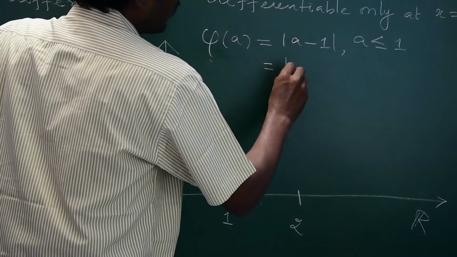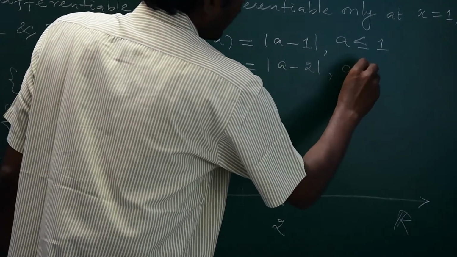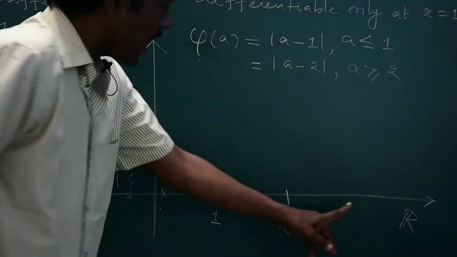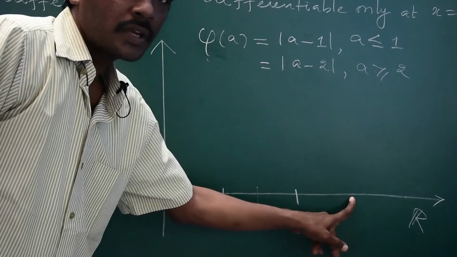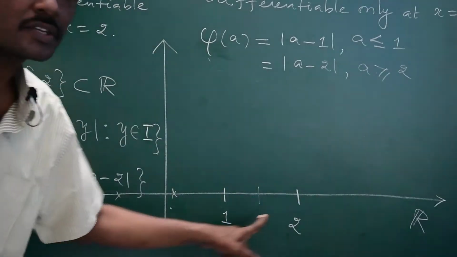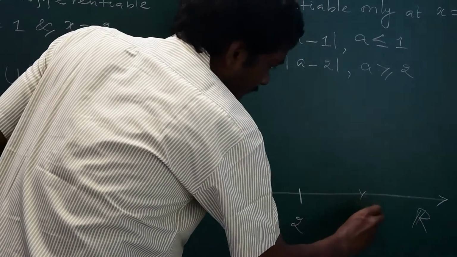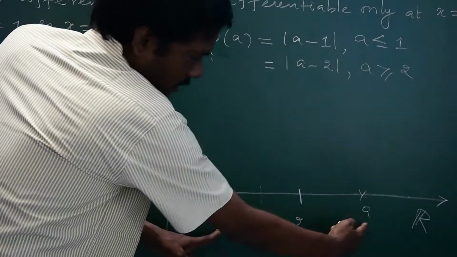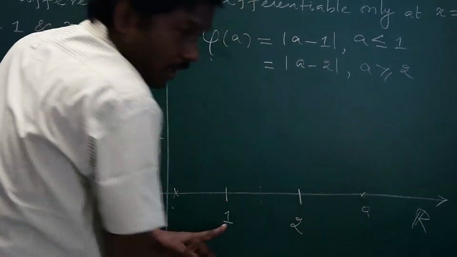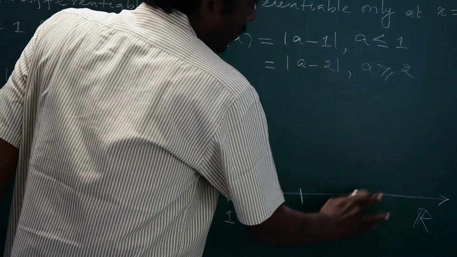The argument is the same when a lies to the right of 2, that is, when a is greater than or equal to 2. When a is here, the distance between a and 2 is lesser than the distance between a and 1. So whenever a is anywhere on the right of 2, this distance is the smallest compared to the other distance.